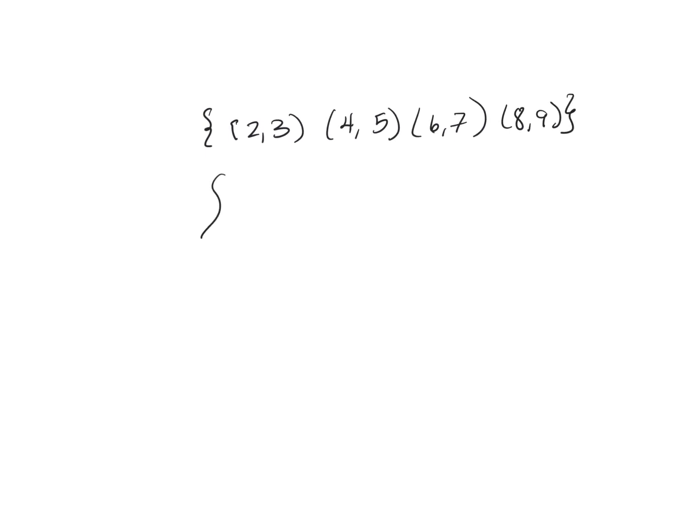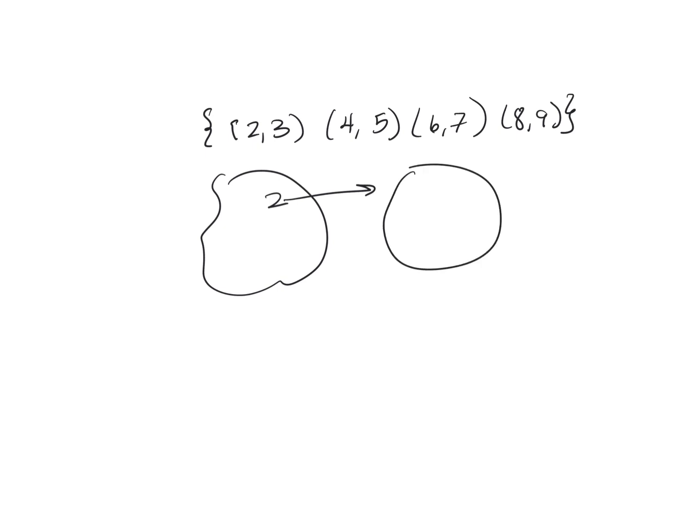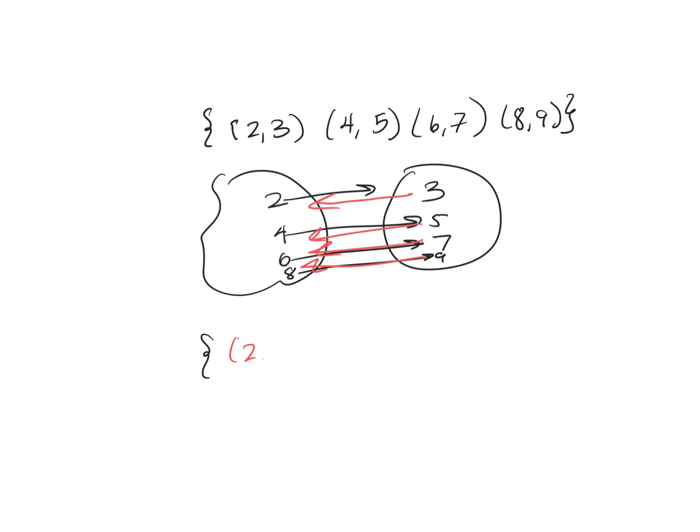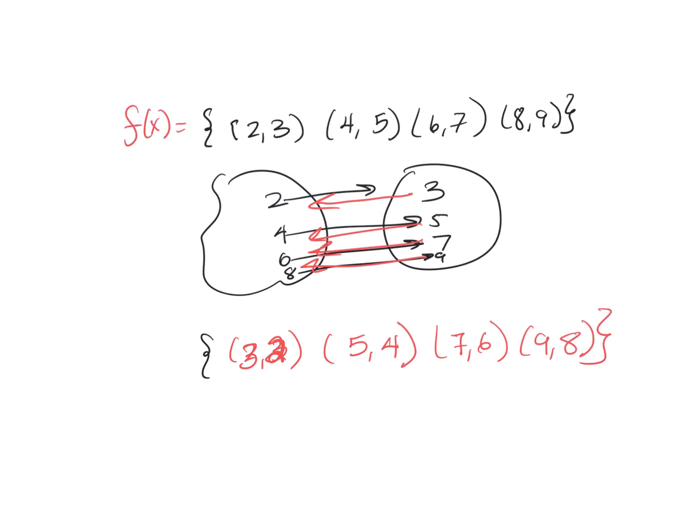Now this is a function because 2 maps to 3, and 4 maps to 5, 6 maps to 7, and 8 maps to 9. Then the inverse function would simply be going the other direction, right? So 3 maps to 2, switch the x and y's, 5 maps to 4, 7 maps to 6, and 9 maps to 8. So if this is f of x, then this would be f inverse of x.